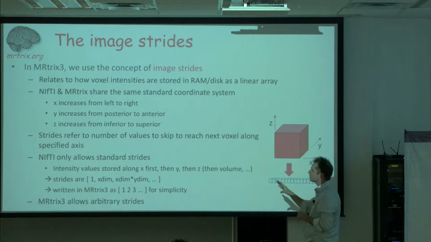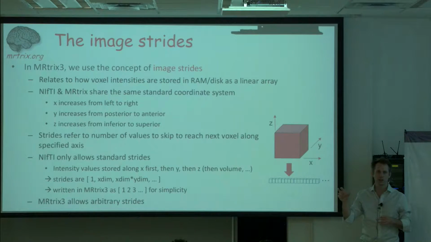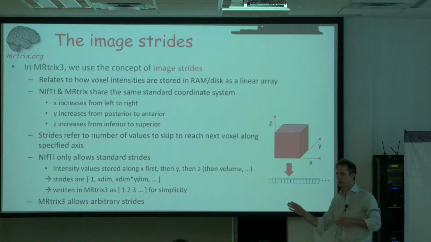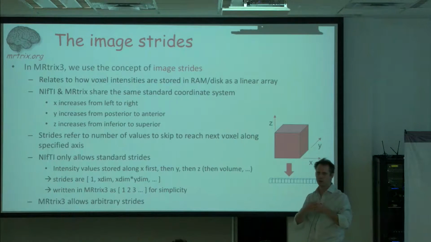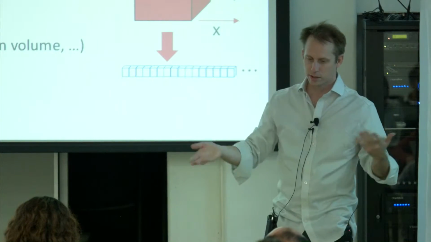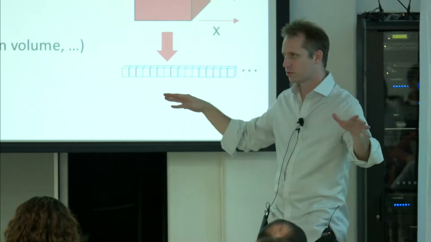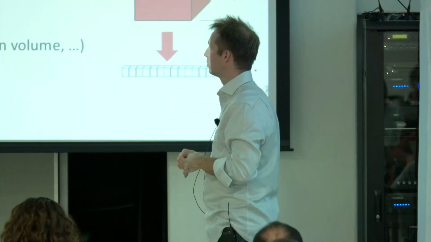Now, MRtrix, the MIF format that I have, is completely agnostic to that. You can do whatever strides you want. You can do volume contiguous. You can do Z contiguous. You know, all kinds of strides, and it gets really messy to worry about it.